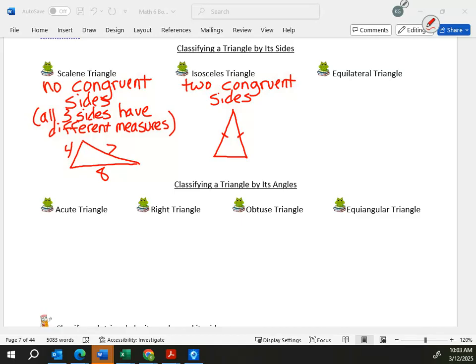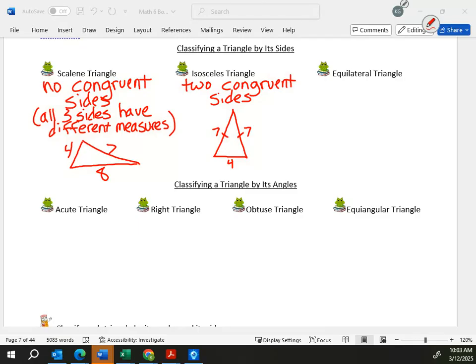The third side doesn't have it, so I know two sides are congruent. I can also put numbers on there. I can put 7 and 7 and 4. So I'm showing I know these two are congruent, they are the same number, this one is different. So when you have to draw a picture of a triangle, you have to label it.